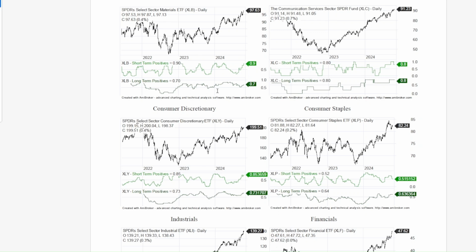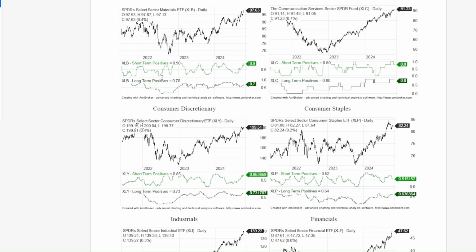Now, the long-term positives are essentially all the stocks inside the basic materials that are in confirmed uptrends on their weekly chart. So when we look at it that way, we've got a pretty good way of breaking down what's actually taking place.